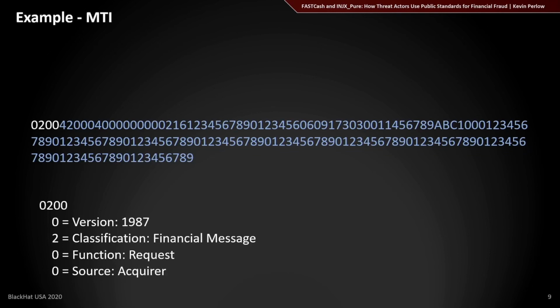The second digit here is the classification, and this is really important for the FASTCash malware that we're going to be talking about. The classification indicates whether or not something is a financial message, which in this case it's set to 2, so it is, or whether it's a chargeback or an authorization. The third digit indicates whether something is a request or a response coming back. And then finally, as I mentioned, the fourth part is the source of the message.